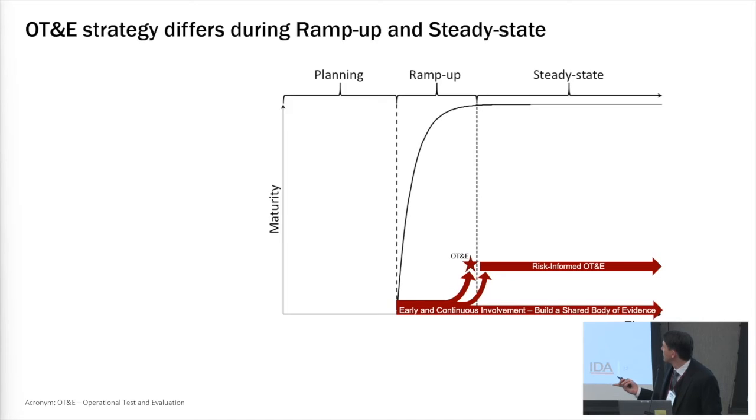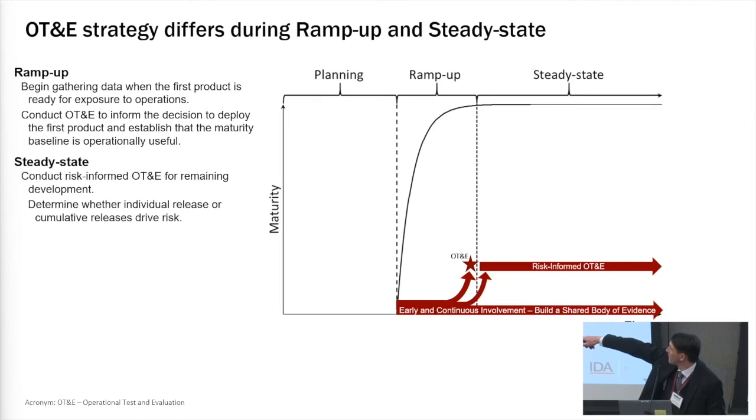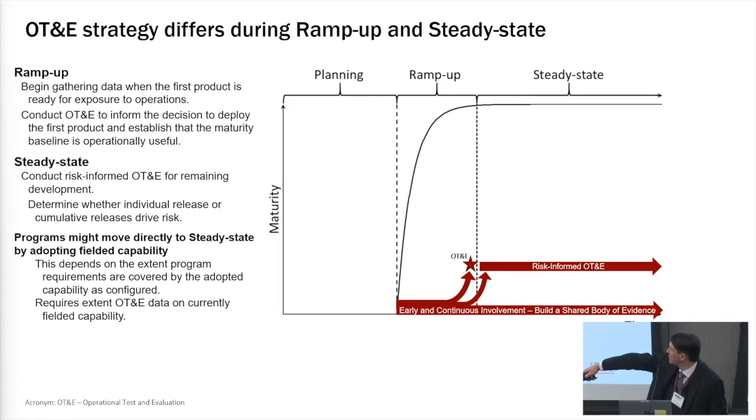And I think that's really the key to all this working. So what do we do? Ramp up, get data when it first is ready to be exposed for operations. Conduct OT&E to inform the decision to deploy the first product. And then I'm going to talk a little bit about what this risk-informed OT&E means next.